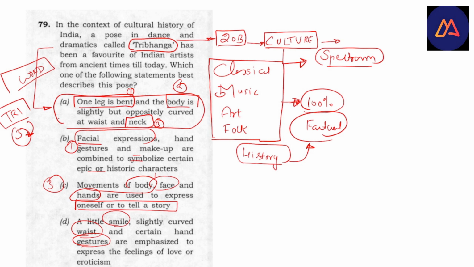So even if I did not know, I would have seen these 2 options as the closer thing. That is the point. When you are closer to something, when you have revised something, you will definitely pick the correct answer. So A is the answer for this.